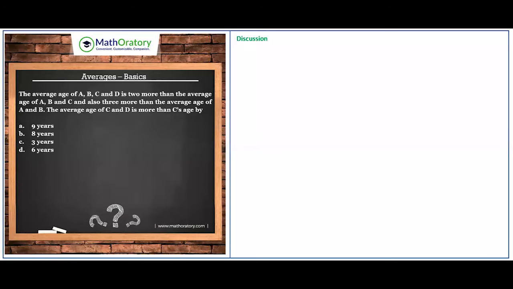Let's have a read into this question together once. The question says that the average age of A, B, C, and D, these four people, is two more than the average of A, B, and C, and also three more than the average of A and B. So what it says is the average age of A, B, C, and D is three more than the average age of A and B. So both comparisons have been done using the average age of A, B, C, and D, right? So let me just draw a small graph here.